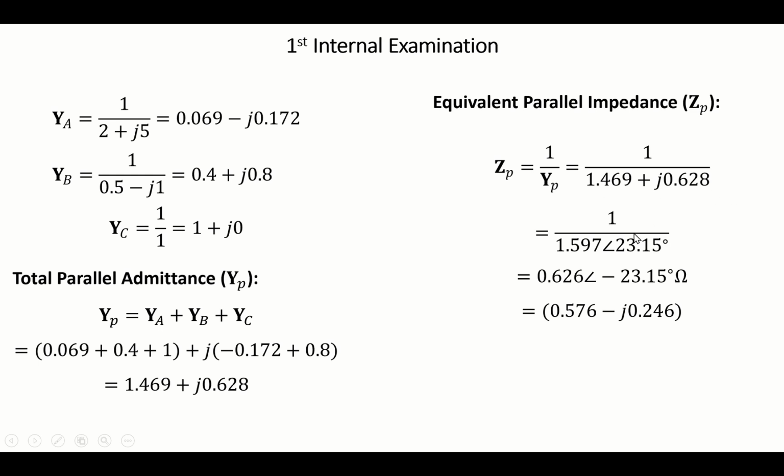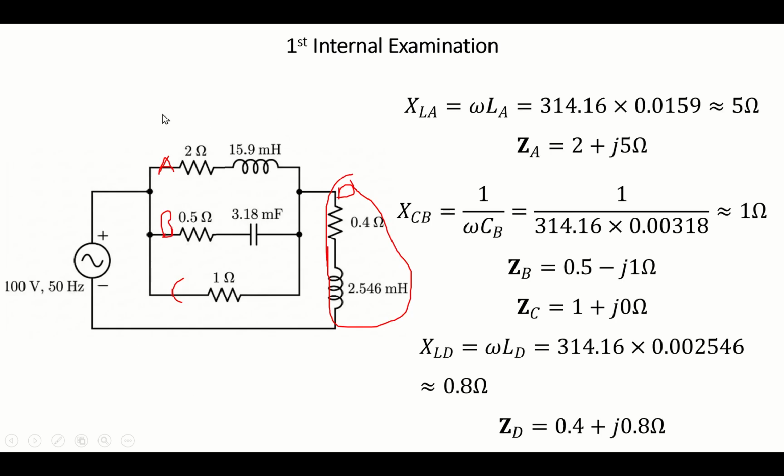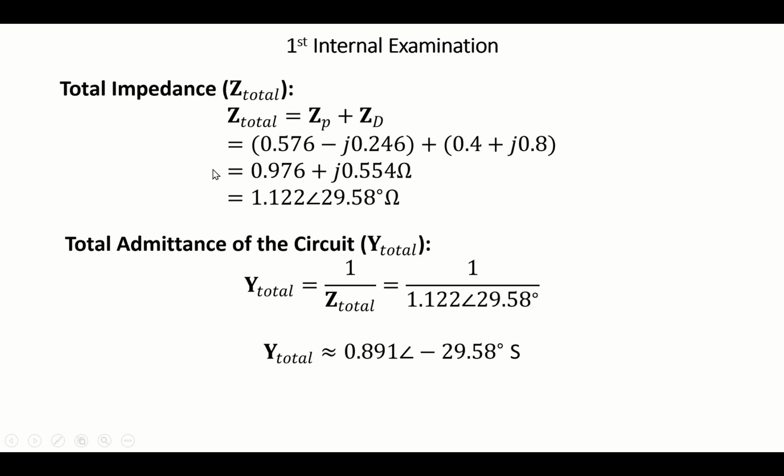For example, this is the Cartesian form that is converted to polar form here, and then again 1 divided by this value gives 0.626, following the rules that usually apply to Cartesian and polar calculations. And then this polar form is again converted back to Cartesian form. Then, since we find ZP, which is nothing but the impedance of these three branches, this impedance is connected in series with ZD. So we evaluate the total impedance, which comes out as Z parallel plus ZD, which is in polar 1.122 angle 29.58 degrees ohms.